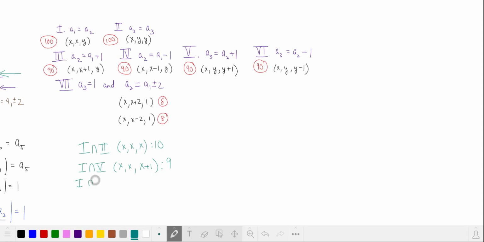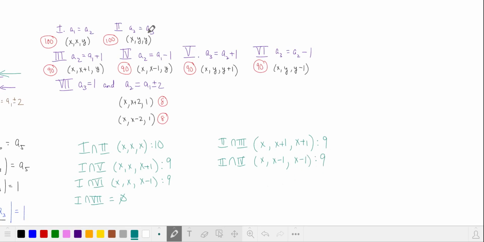Comparing 1 and 6, triples that look like this, x, x, and x minus 1 are going to be counted in both of these, and there are another 9 of these. Comparing 1 and 7, for 1, our first two terms need to be the same, but that's not going to be true in condition 7, so there's no overlap here. Let's go on to condition 2. When we compare it to condition 3, if we have x plus 1, and then our third term is going to be the same as the second, so that's also x plus 1. That's another 9. Comparing 2 and 4, we have x minus 1, and another x minus 1, so another 9.